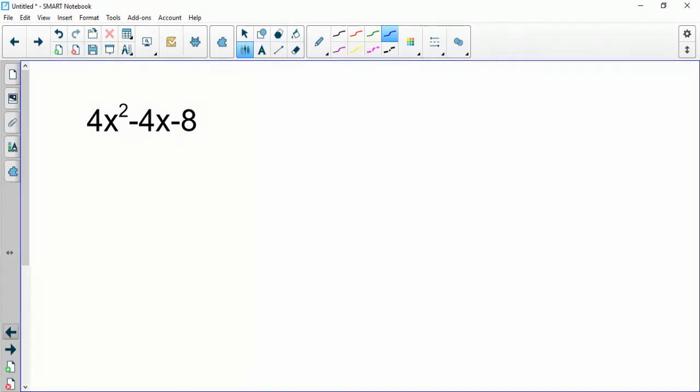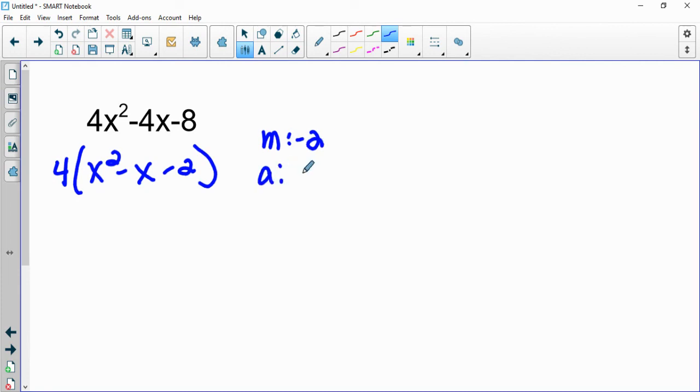So let's do this. 4x squared minus 4x minus 8. Those are all divisible by 4. So I'm going to take a 4 out. That would leave me with x squared minus x minus 2. So we need numbers that multiply to negative 2 and add up to negative 1. So lucky for us, there's only one set of factors of 2. The factors of 2 are 1 and 2. Okay. So we're going to keep this 4 out front, parentheses, put an x in each one.